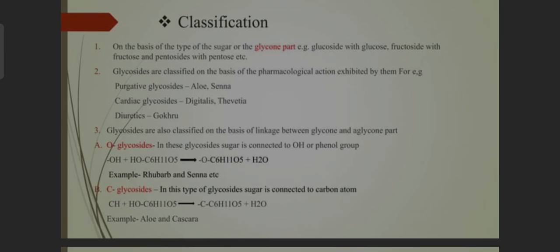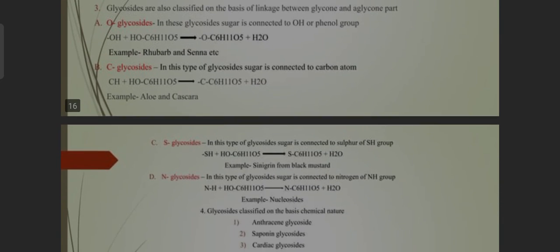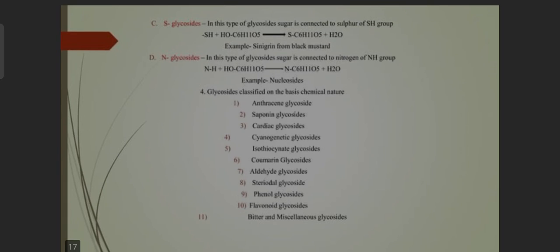C-glycosides: in this type of glycoside, sugar is connected to a carbon atom. CH plus HO-C6H11O5 gives a C bond, C-C6H11O5 plus H2O. Examples: aloe and cascara. S-glycosides: in this type of glycoside, sugar is connected to the sulfur of an SH group. SH plus HO-C6H11O5 gives an S bond, S-C6H11O5 plus H2O. Example: sinigrin from black mustard.